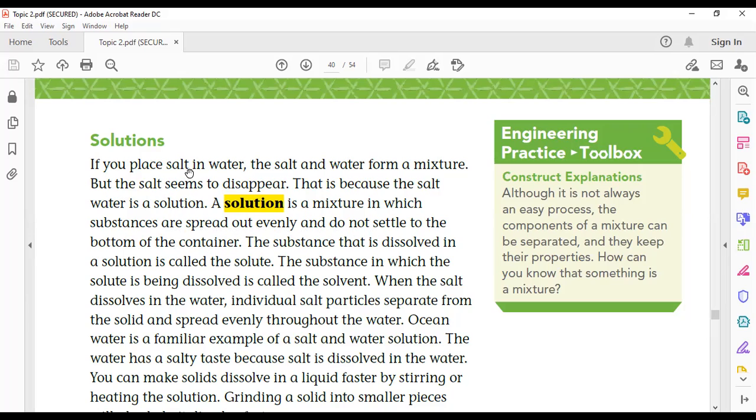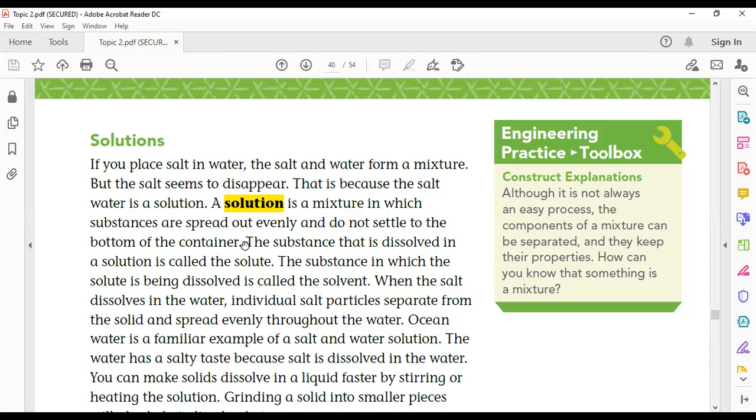For example, if you place salt or sugar in water, the salt and water form a mixture. Yes, it's a mixture, but the salt seems to disappear. The salt seems to disappear, but it doesn't disappear actually. The salt and water make a solution. Is it clear?